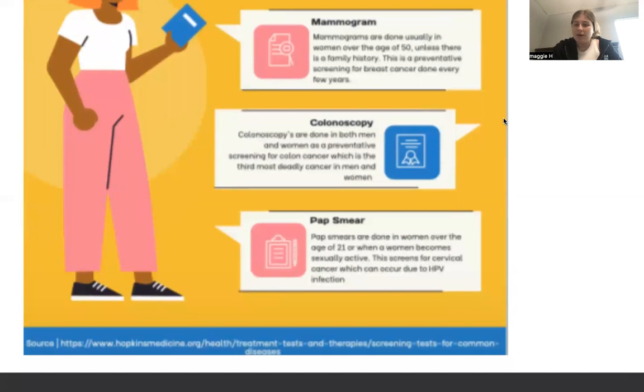And the last one I'm going to talk about is a Pap smear. So this is done for women over the age of 21 or if they are sexually active. Again, same thing. If you suspect something, you may get a Pap smear earlier. And this screens for cervical cancer, and cervical cancer is usually caused by HPV. This test is not very invasive, so that's always a good thing too, of course, because we want to not do an invasive test if we don't have to.